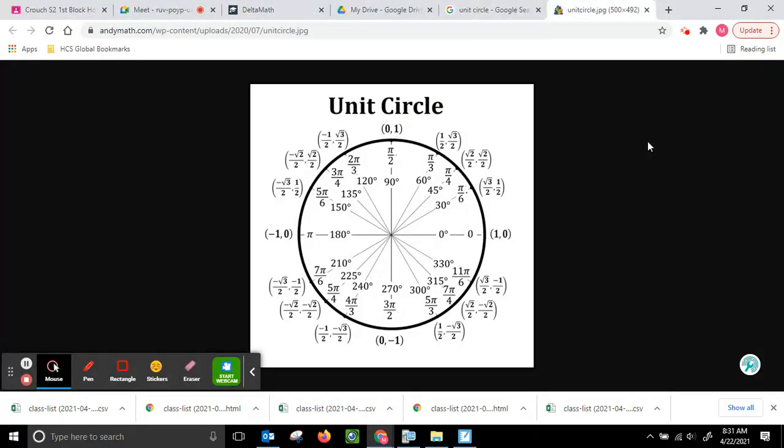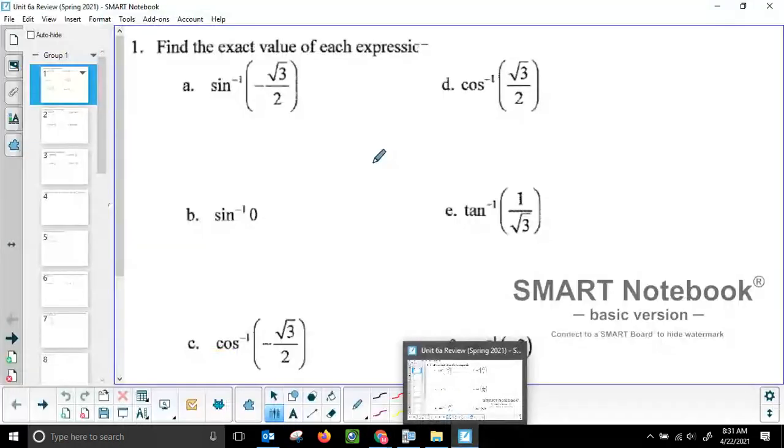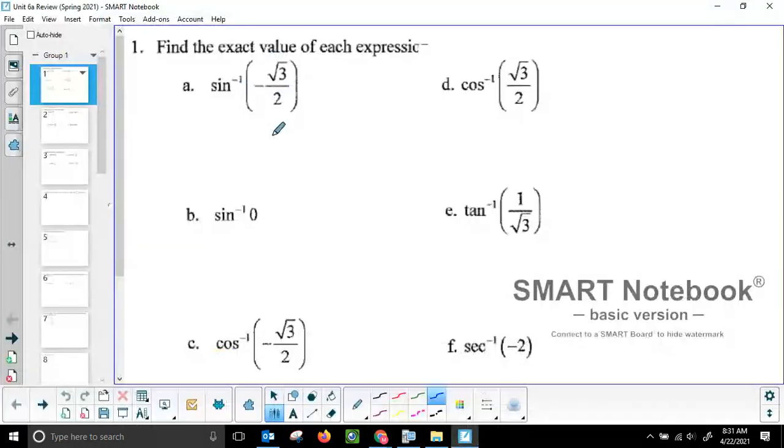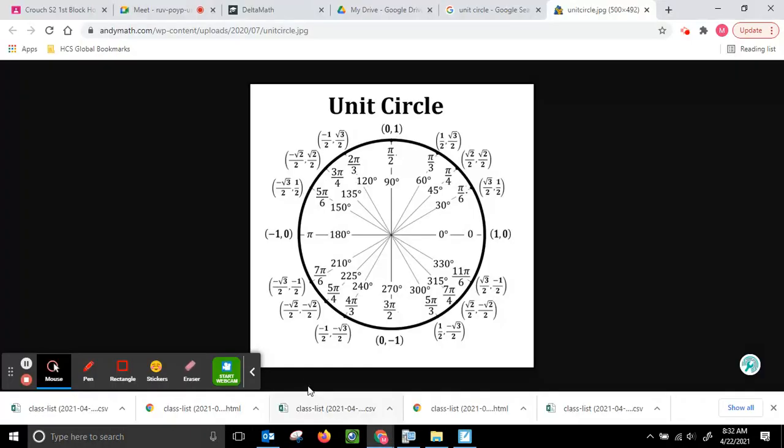Okay, so here's our unit circle. Basically this is saying, on the right half of the unit circle, where is sine negative square root of 3 over 2? We're looking on the right half of the unit circle. Sine is my y coordinate, so where is my y coordinate negative square root of 3 over 2? That occurs right here at 5 pi over 3.